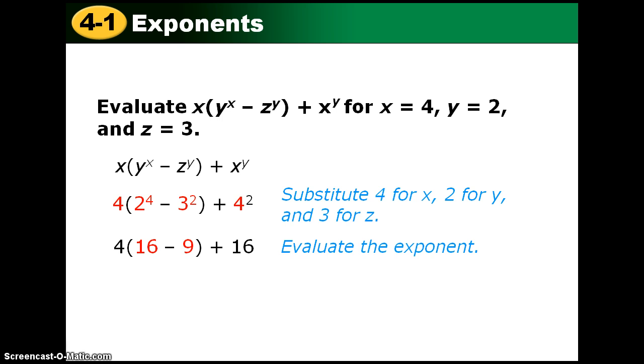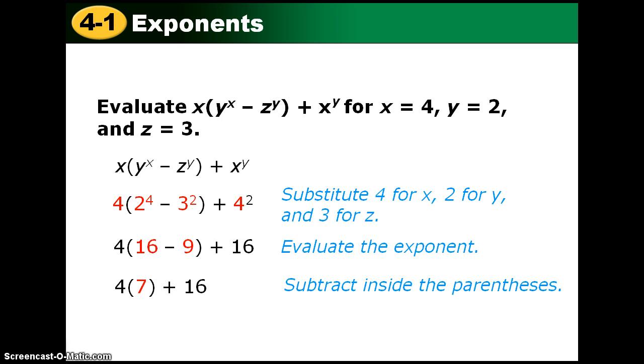2 to the fourth is 16, 3 to the second is 9. In parentheses, 16 minus 9 is 7. 4 times 7 is 28, and 28 plus 16 is 44.